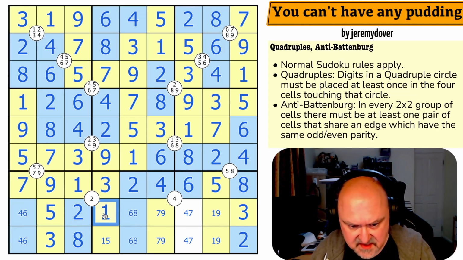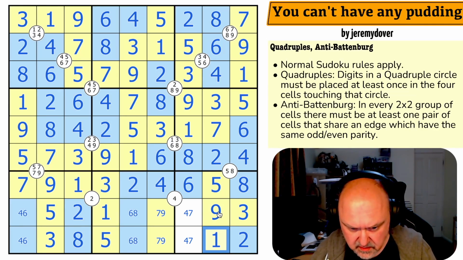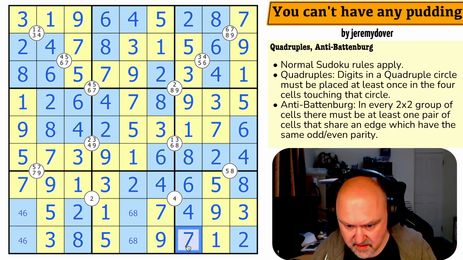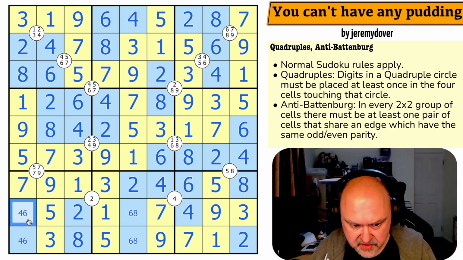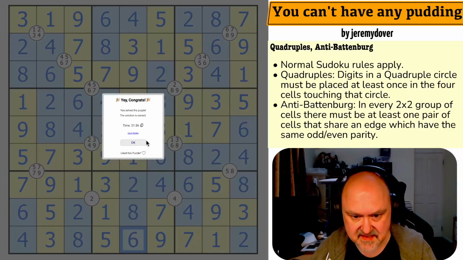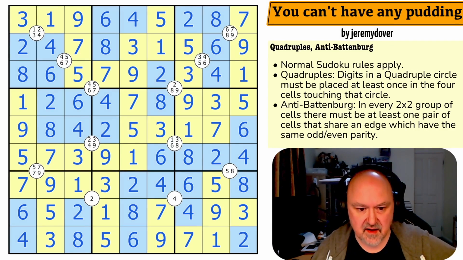The 5 makes this the 1 and this the 5, which makes this the 9 and this the 1. The 9 makes this the 7 and this the 9, which makes that the 4, which is even, which makes this the 7, which is odd. The 4 looks across, making that the 6 and that the 4, which makes that the 8 and that the 6. And that is the correct solution in 21 minutes and 36 seconds.